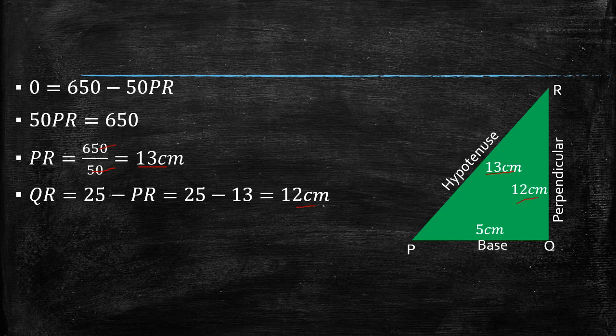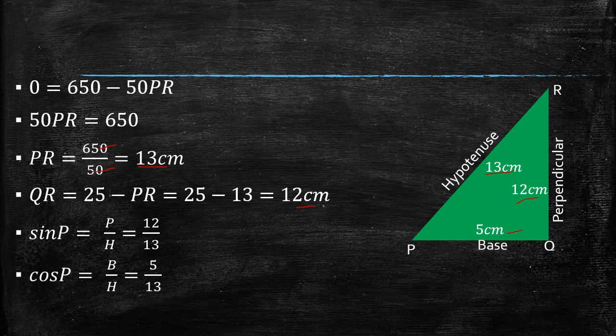Means this perpendicular is 12 centimeter, base 5. You got all the sides. Now you can find each and every value. So you have to find first sin P, that is perpendicular upon hypotenuse, which will become 12 upon 13, right? Next is cos P. Cos P is base upon hypotenuse. Base is 5, hypotenuse is 13. This is 5 upon 13, right? Next is tangent P, that is perpendicular upon base. Perpendicular is 12 and base is 5. So tangent P is 12 upon 5.